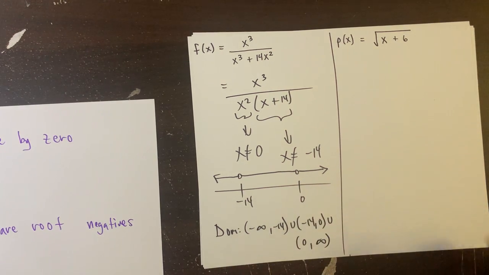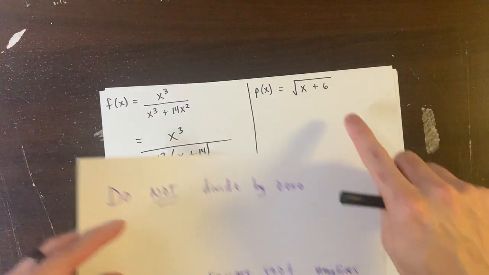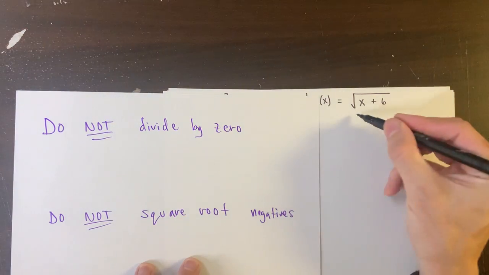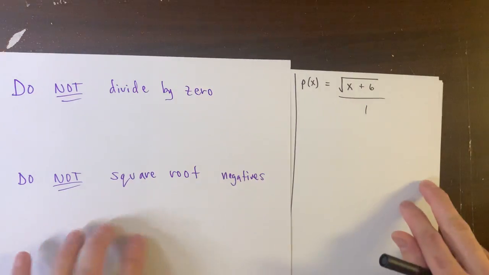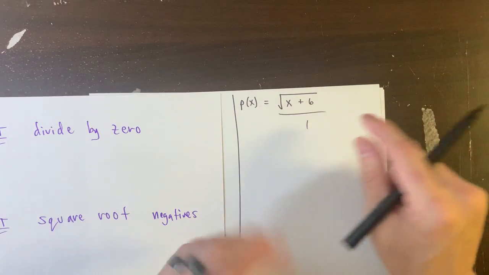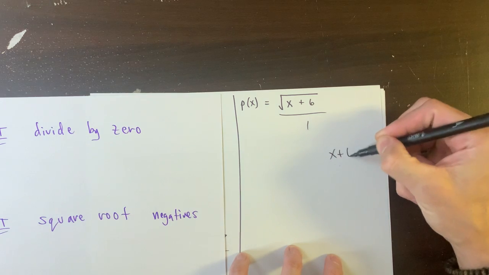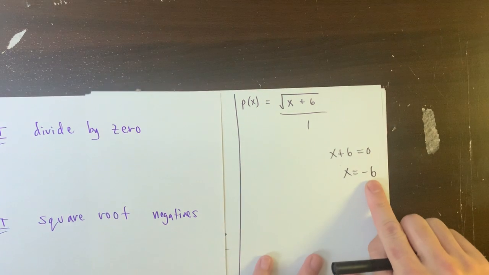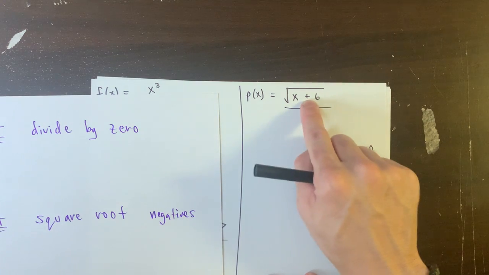all the way to infinity. So now finally we have one with the square root, which means we can have this discussion about not square rooting negatives. You see now for this problem, there is no danger of division by 0 because the denominator is just 1. So we don't even have to worry about division by 0. You just have to worry about not square rooting negative numbers. So what you can do is take the stuff inside. It says x plus 6. Take the stuff inside, and if you want, set it equal to 0 and solve. So that says negative 6.